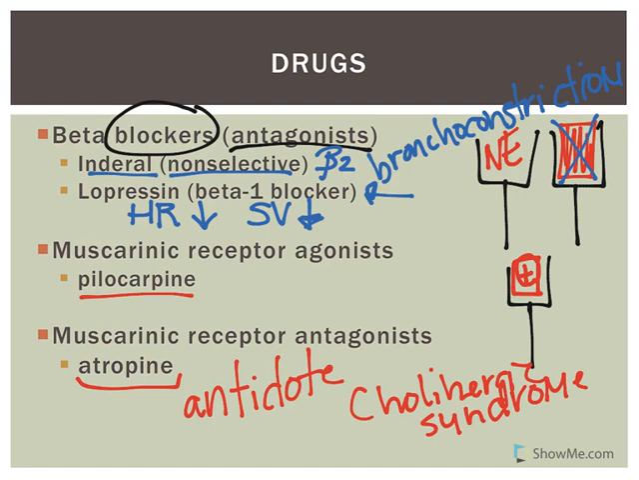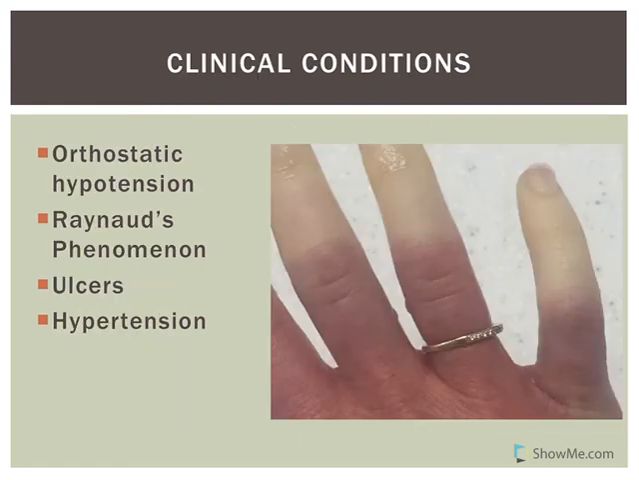the muscarinic receptors do. Some clinical conditions, before I go over an example of a clinical condition that's a result of poisoning, all these four that I have listed are actual examples of things that affect the sympathetic nervous system.